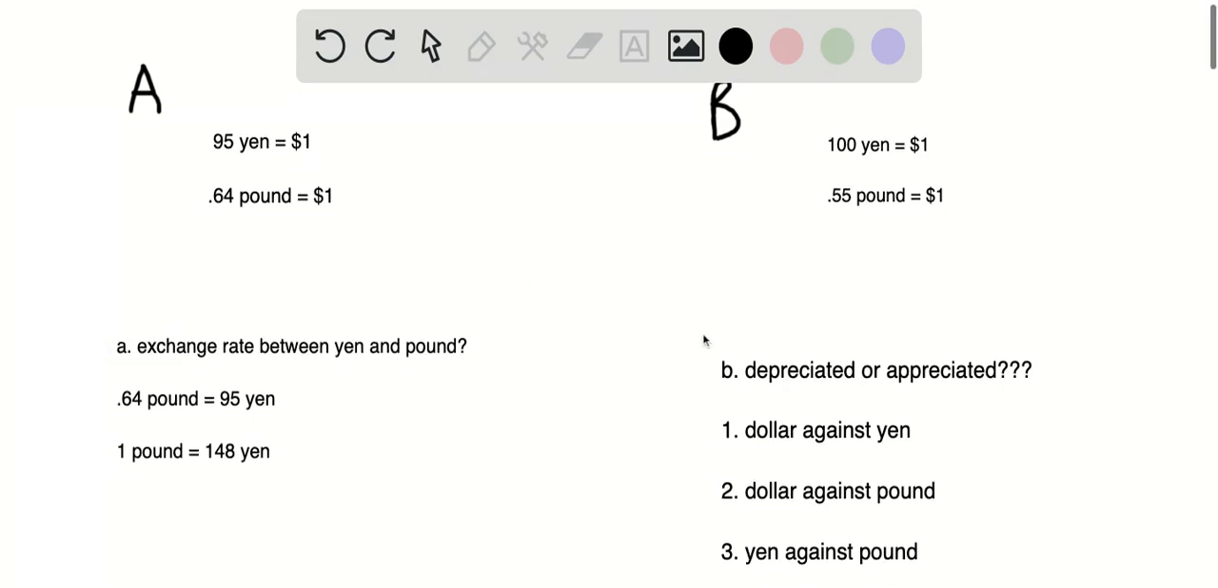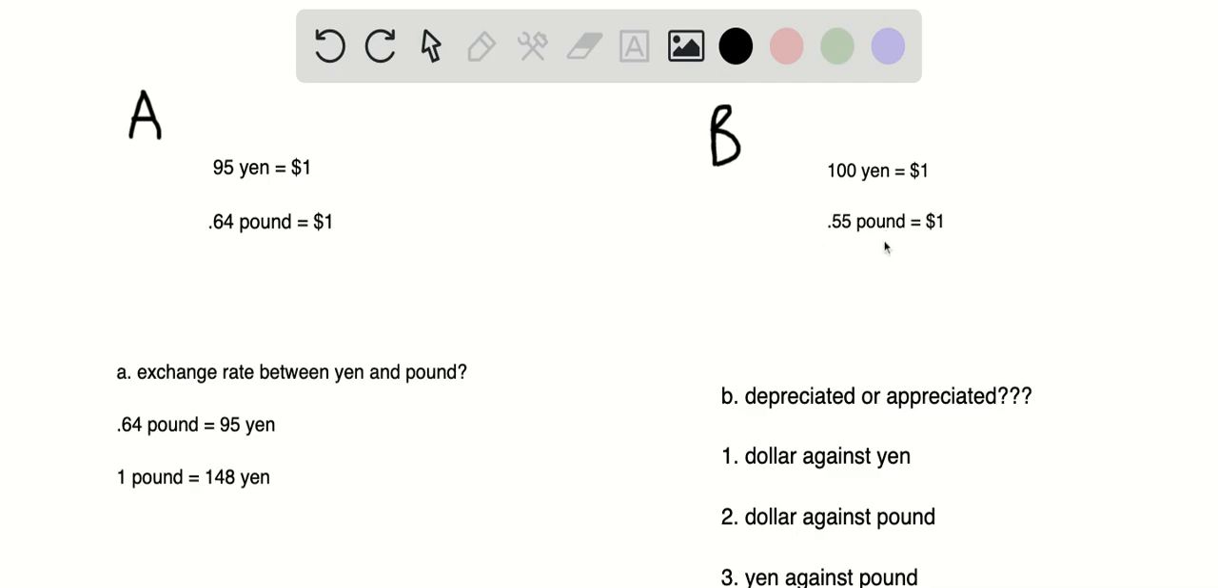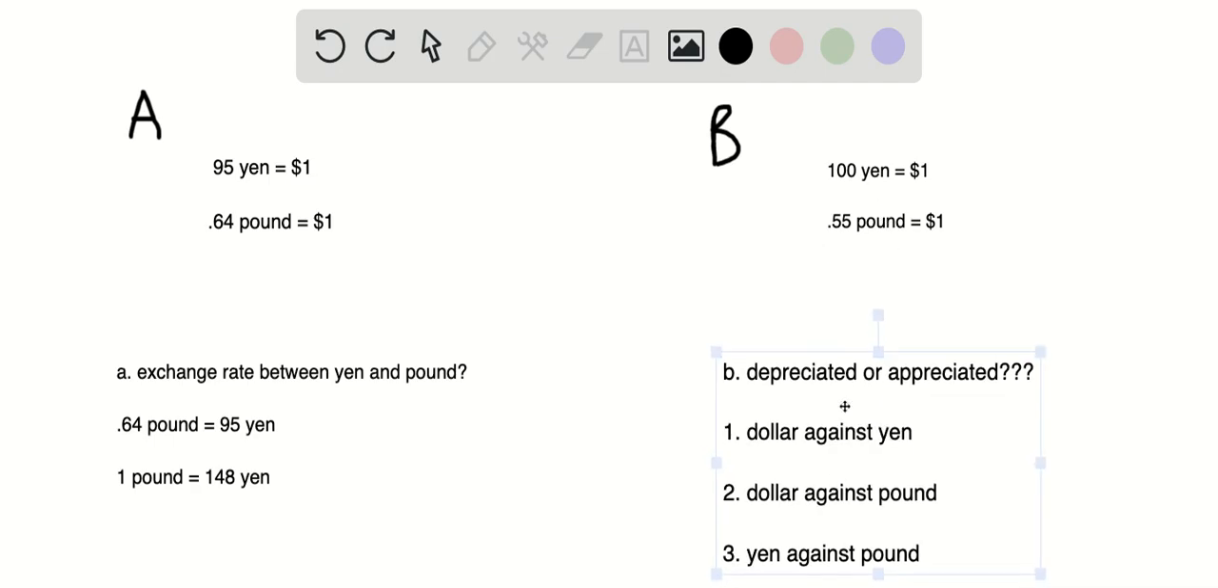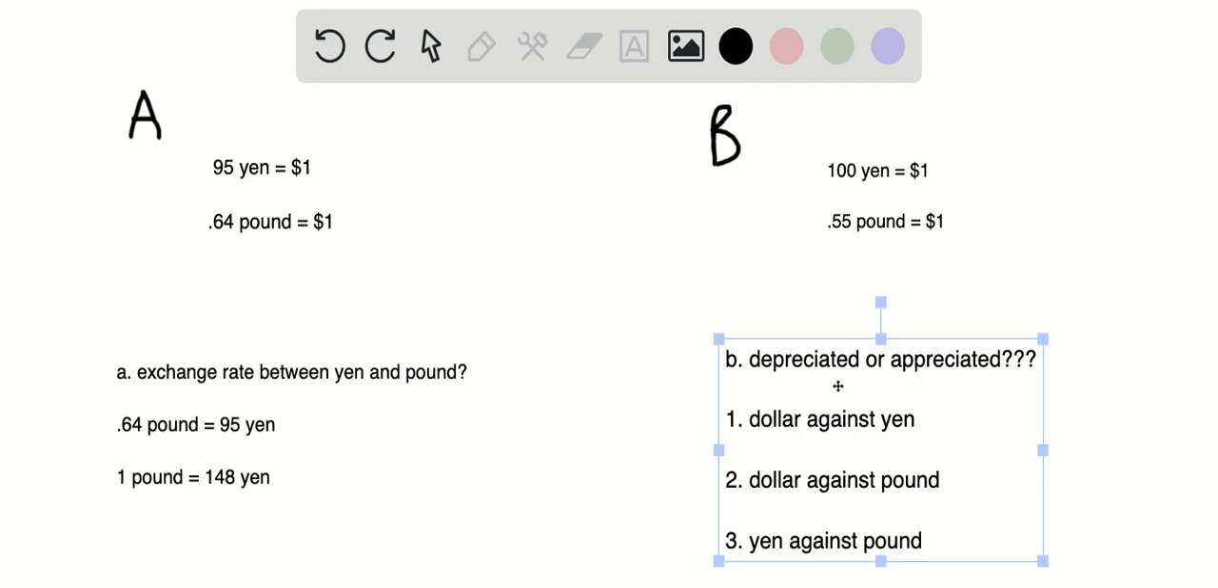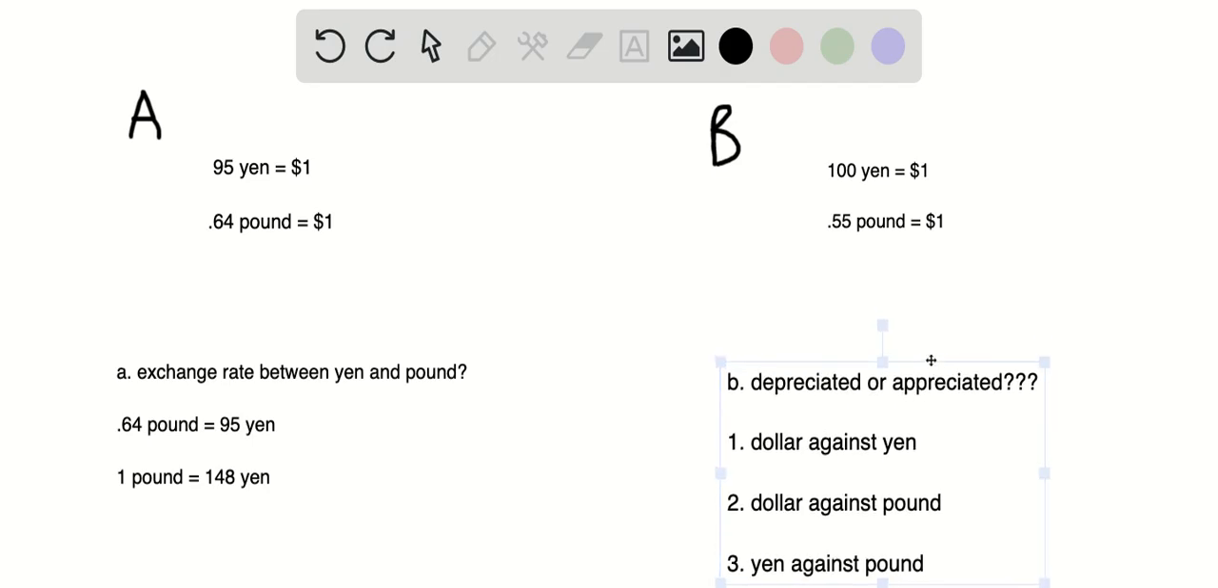Now let's go over to scenario B. So now the exchange rates have changed, right? So we want to know if these things have depreciated or appreciated. So essentially, depreciated means that you can buy less with your money, right? Your currency has decreased in value, and appreciated means you can buy more with your money, right? Your currency has increased in value.